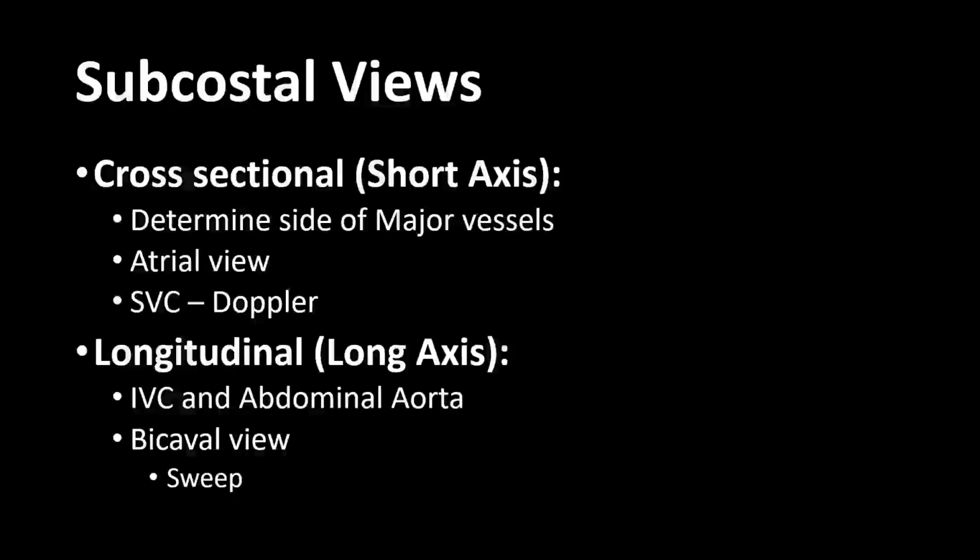And then we sweep the probe a bit up, we go for the atrial view, in which we see the interatrial septum and two atria. In longitudinal views, we look for the IVC where it enters the RA and we see the abdominal aorta. So these are the longitudinal views.